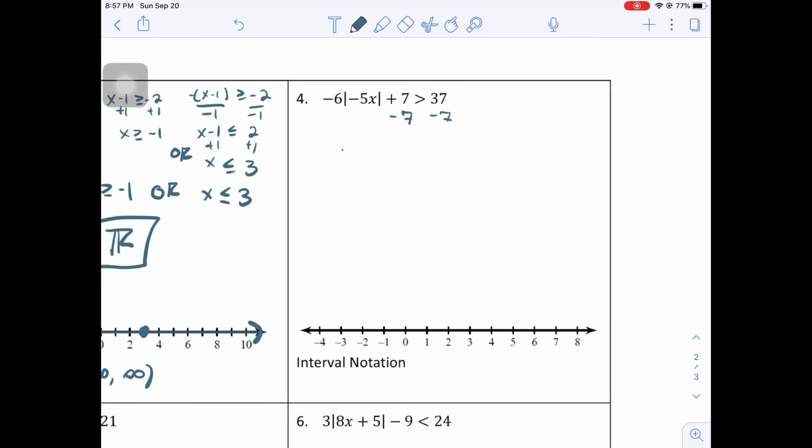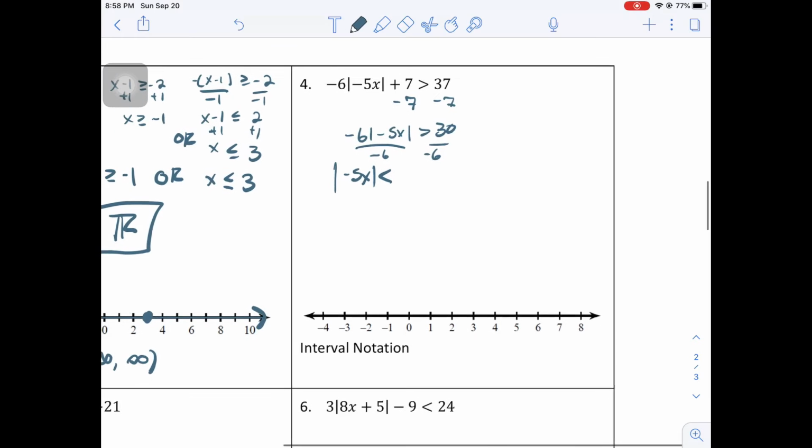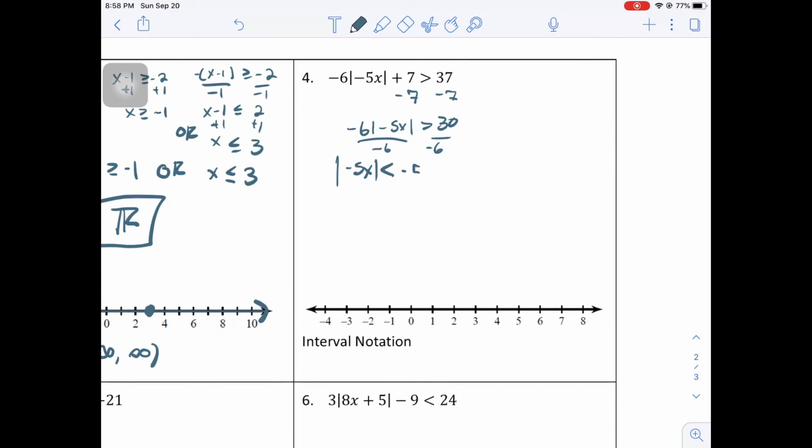Let's take a look at number 4. So isolate first, subtract 7 from both sides. Negative 6, absolute value, negative 5x is greater than 30. Divide by negative 6 from both sides. You get the absolute value of negative 5x is going to be less than negative 5. Okay?